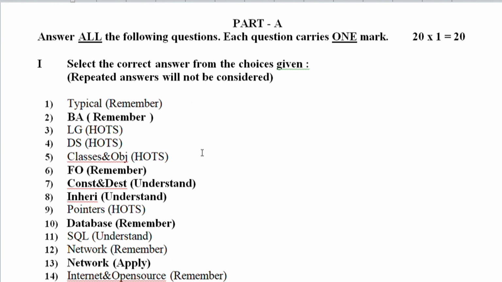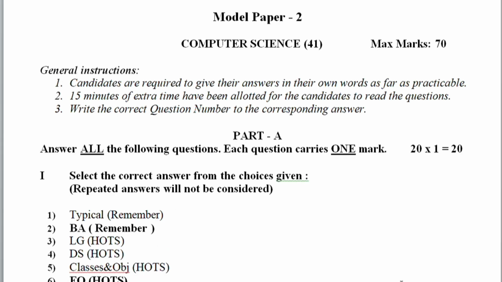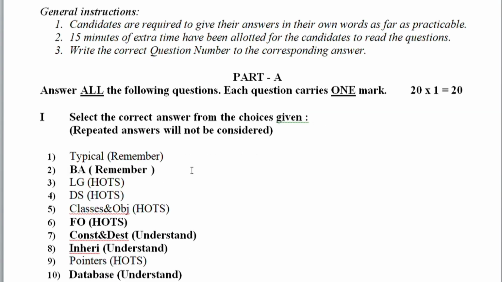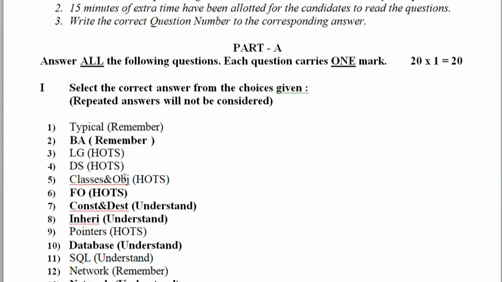If I just go to the model paper 2, let's see what happens. So here we go with the model paper 2. Just observe. Typical configuration, again remember, Boolean algebra again remember, so no changes. Logic gates HOTS, data structure HOTS, classes and objects again HOTS. Function overloading in the model paper 1 you had remember level question, but in model paper 2 you have HOTS level of question. Constructor and destructor again understand, inheritance understand only.